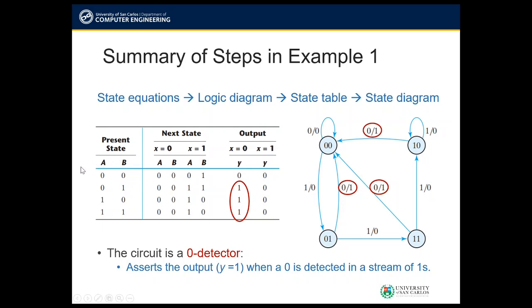But once the input is 1, the next state is 01, which means that there is already an input coming into the circuit. So if you are in states 01, 10, and 11, then that means there is already a presence of 1 in our stream of inputs. That's why the output would only become 1 if you are in these three states and an input of 0 is being detected.